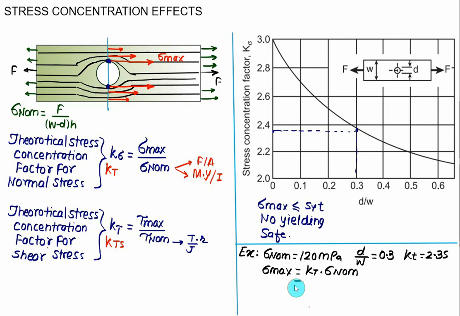Since we have Kt equal to 2.35 and sigma nominal equal to 120, the maximum stress produced at the local point at the top and bottom of the hole will be 282 megapascal. Suppose we are given the value of SYT equal to 260 megapascal. Then we conclude that this value is greater than SYT, so there is a failure. So the designer must consider the value of sigma max.